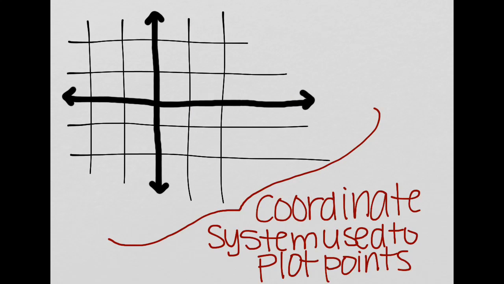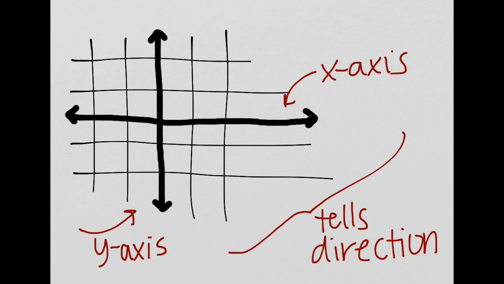Let's get started. So the Cartesian plane is a coordinate system used to plot points, and this is how it looks. This looks very similar to what you see on graph paper. On the graph paper, you'll draw your coordinate system. Okay. Now let's look at the parts of a coordinate system.